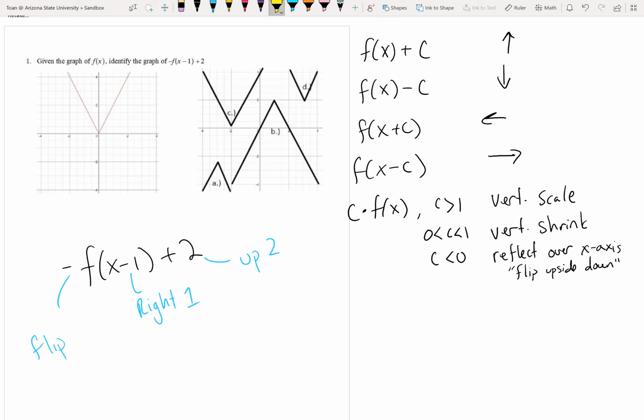Now, if this is our original graph here, there's only one graph that has these characteristics. Shift to the right 1, move up 2, flip upside down. That has to be graph B. So that was the answer for number 1.